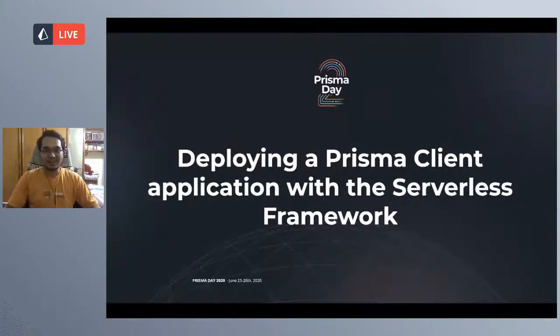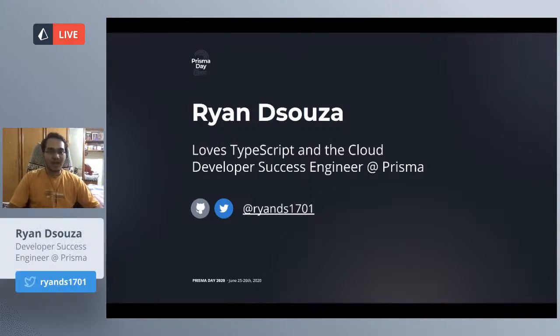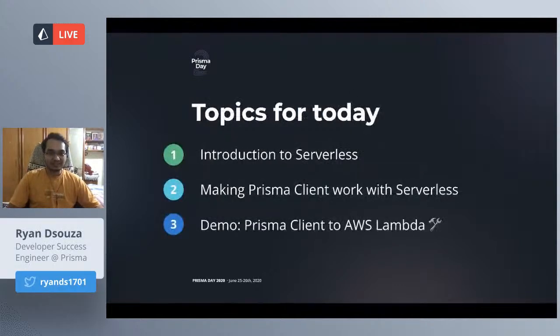So let's get started. As Daniel has mentioned, the topic today is deploying a Prisma Client application with the Serverless Framework. Let's go to the topics for today. First of all, we will give a brief introduction of what is serverless. Then we will see how Prisma Client works with serverless. What do we have to do? What steps have to be taken? And finally, we will do a hands-on demo of deploying Prisma Client to AWS Lambda.